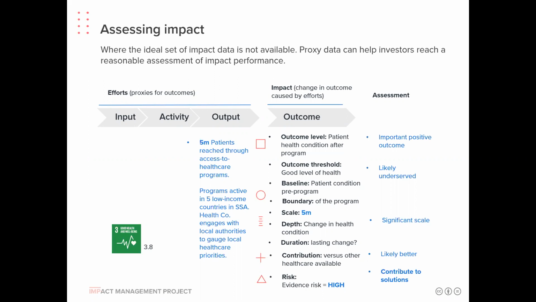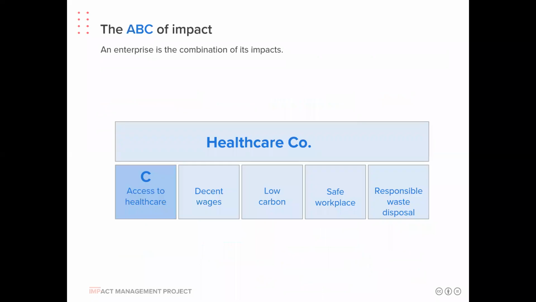We could conduct analysis of other health programs that provide similar services in similar areas and get a sense of contribution. We could even make a targeted engagement with the underlying company and find ways to support them in collecting better data in the future, because not only is this information informative for an investor, it's likely to be decision useful for the company as well. So we've classified our access to healthcare impact as a C and contributing to solutions.